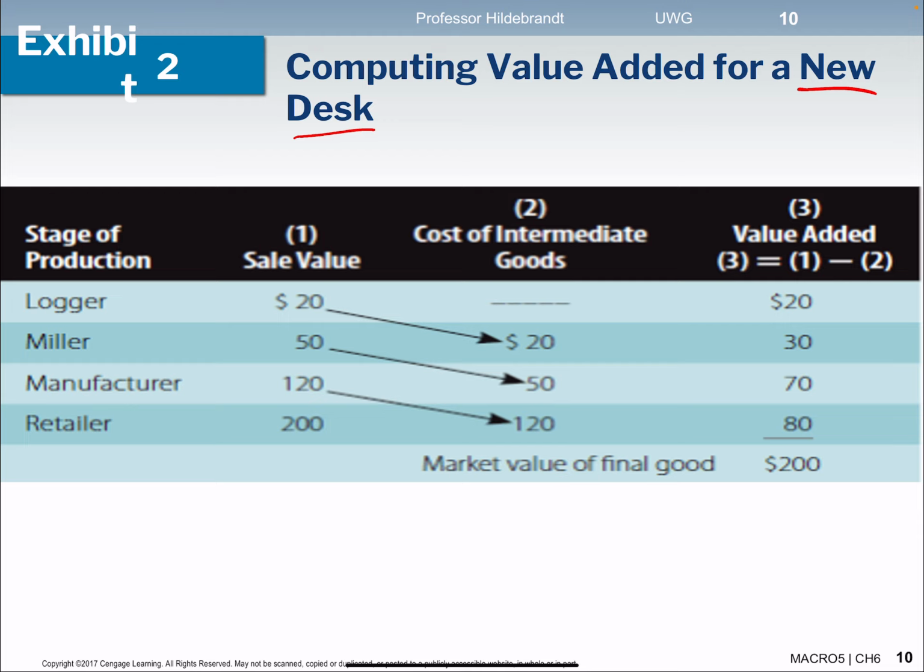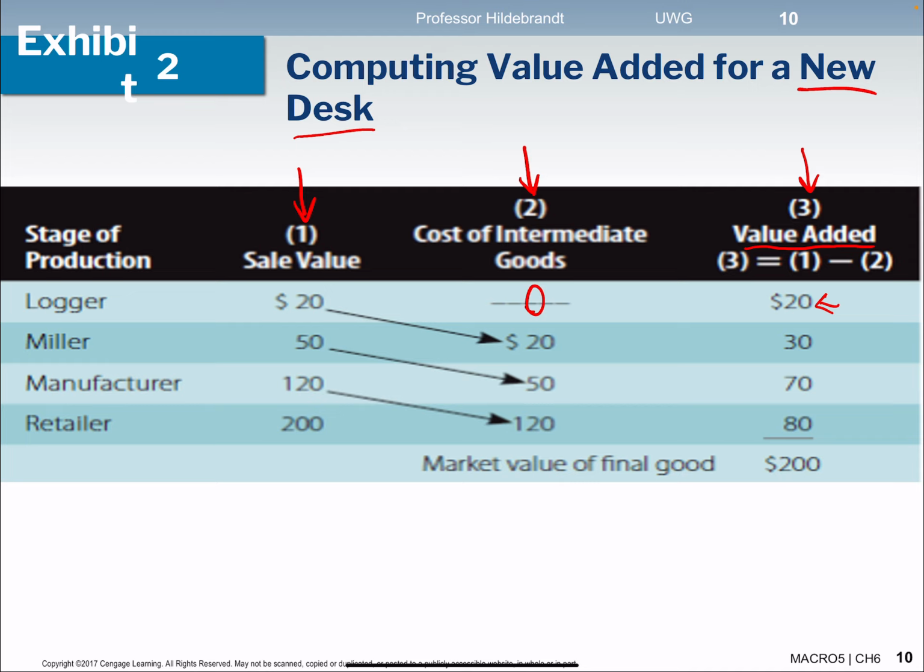So we start with a logger cutting down the trees. We're going to assume he inherited this land, there was no cost. And he's going to sell this log that he cuts for $20. So this first column here is where we put in the sales value. Column 2 is where we would put the cost of the intermediate. Again, for the logger, it's just 0 right there. And then to get to column 3, the important one, the value added, you just take column 1, 20, minus column 2, 0. And so right here, we have $20.